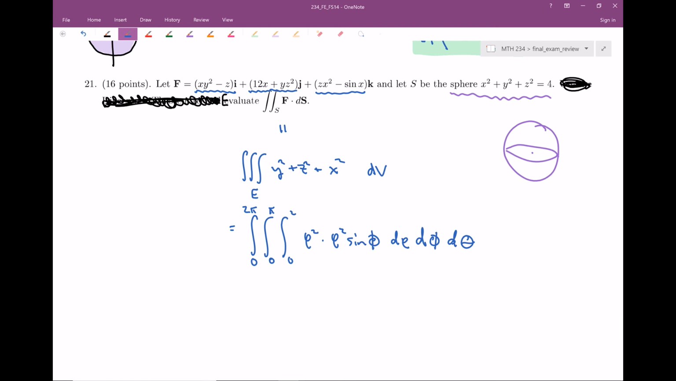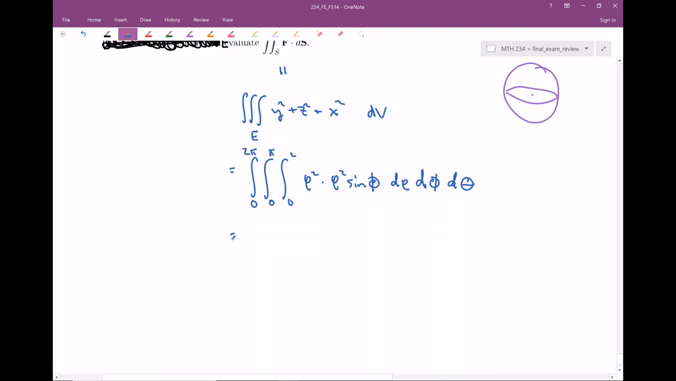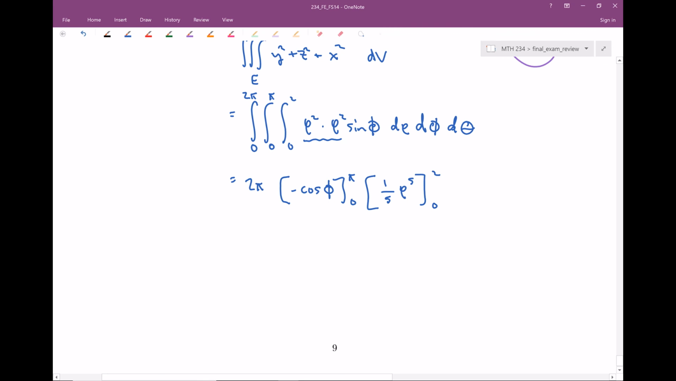Let's do the integrals here. Notice there are no thetas anywhere, so the theta integral gives 2 pi. The integral of sine phi is negative cosine phi, evaluated from 0 to pi. For the rho integral, we have rho to the 4th, so we get 1/5 rho to the 5th power, evaluated from 0 to 2. So there's me doing the triple integral in just one step.